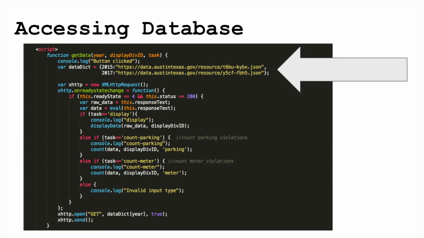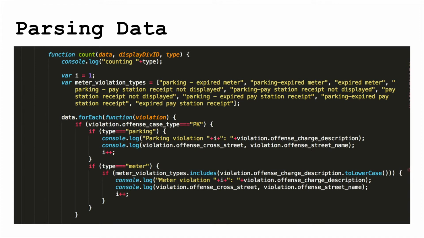Now we're going to do a quick walkthrough of our code. So first off, we need to access the database. Here you can see we used an XML HTTP request to access the data from the data.gov database. Next, we need to parse the data. To pick out the parking violations from the rest of the data, we search for violations with offense case type PK. To further sort out meter violations from the general parking violations, we looked at the offense charge description. Looking through the data, we made an array of all the offense charge descriptions that indicated meter violations. We then compared each violation against this known list to see if it was a meter violation or not.